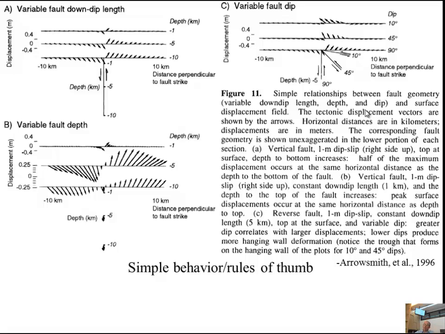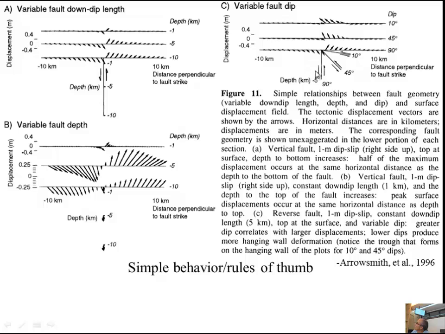So here's the same kind of calculation, one that I made. Here's a vertical one, and all I do is pull the bottom down. So here are the displacements for 1 meter of slip with just the shallow. I go to 5, 10. So you see the maximum displacement stays the same, but the width of the displacement increases as I pull the depth down.